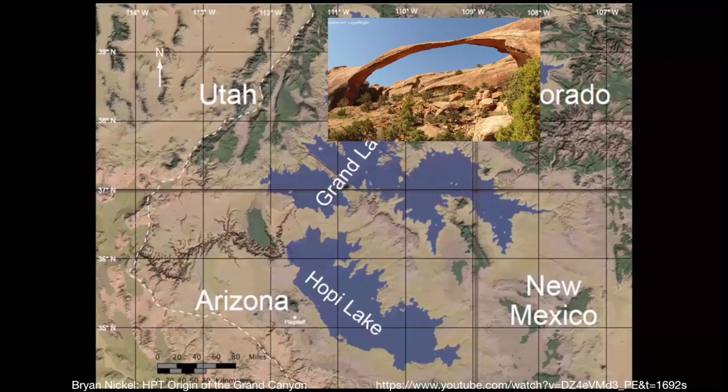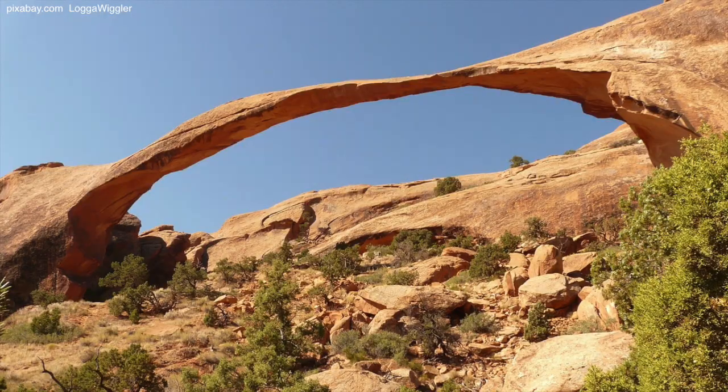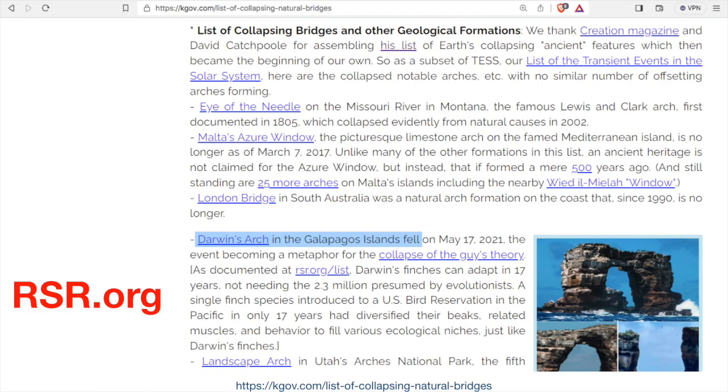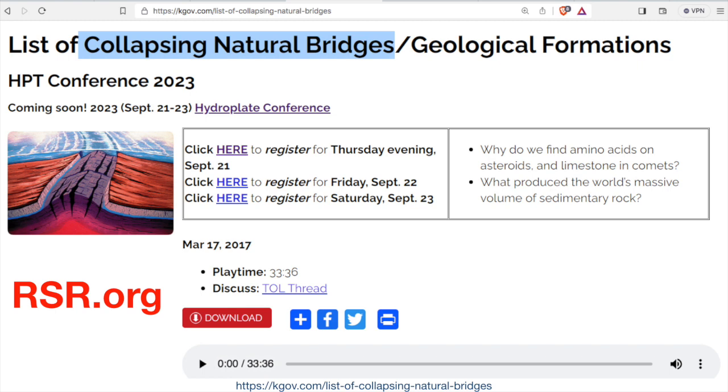Anybody been to Arches? Okay, Arches. And a lot of these arches are falling, and you can look at rsr.org, list of collapsing natural bridges, geological formations, and you can see about 1 or 2 a year, an arch collapses. And so Randy Guliuzza would say, well, hey, what process today is making the arches? We don't see them being made. They're collapsing at 1 or 2 a year. We don't see 1 or 2 a year being formed.